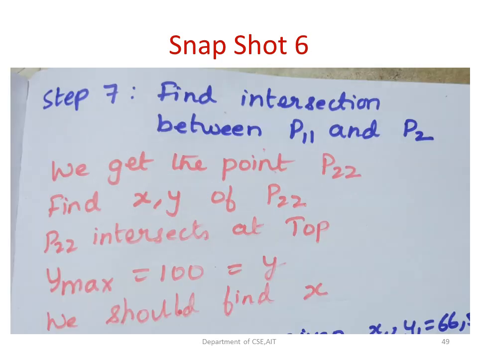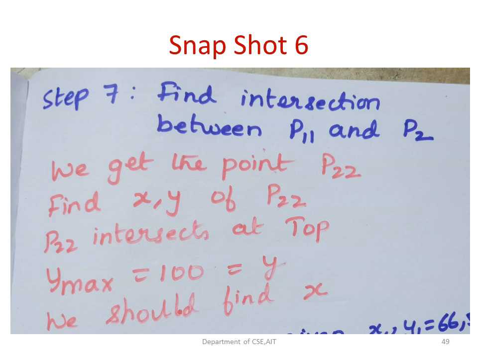So what we are going to do, again, I am going to find the intersection point between P11 and P2. I am going to get that point as P22. For this P22, I have to find the value of x and y. You can see that this point P22 is lying on the upper clipping window. That means the upper clipping window is nothing but the y max. That y max value we already know, it is equal to 100, because it is given in the clipping window size.